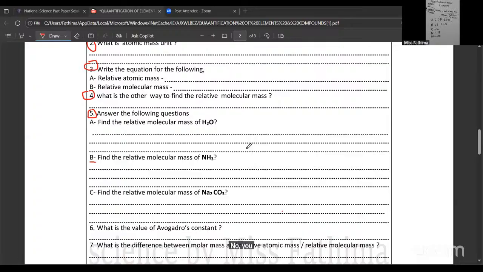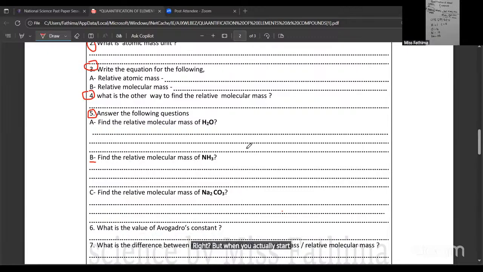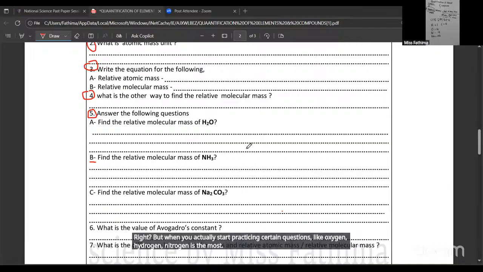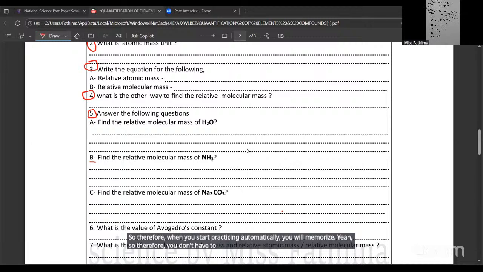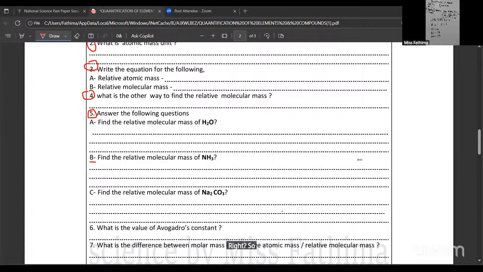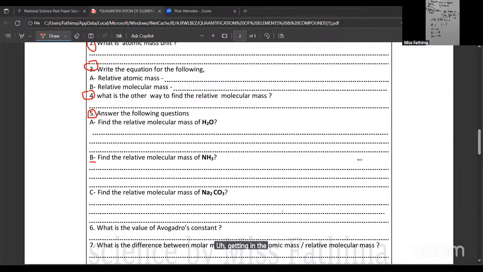No, you don't have to memorize the relative atomic mass because obviously in the paper they are going to give it to you. But when you actually start practicing certain questions, oxygen, hydrogen, nitrogen are the most commonly asked. The compounds normally given in your syllabus are made out of them. So when you start practicing, automatically you will memorize. So you don't have to spend time on it. Even if you don't memorize it, you don't have to worry. You will get it in the question paper. They will be attached in a bracket, right?